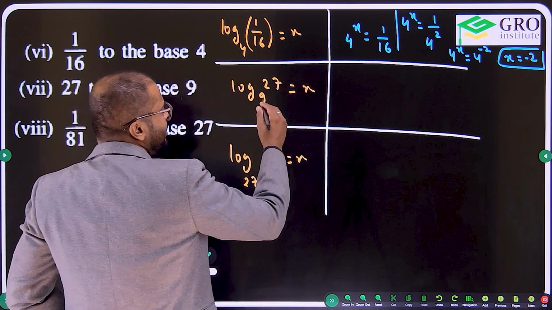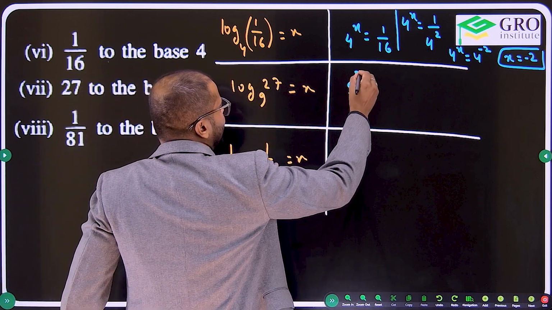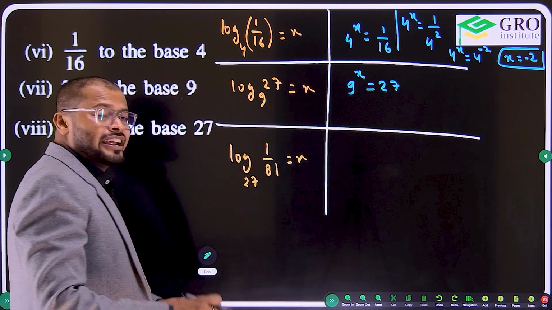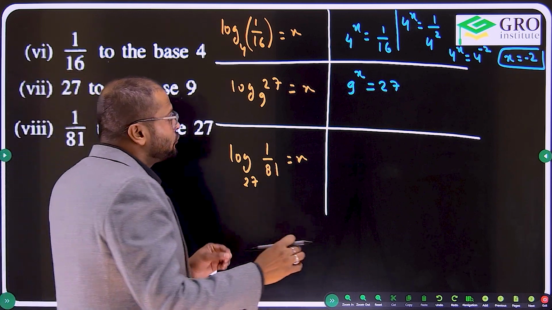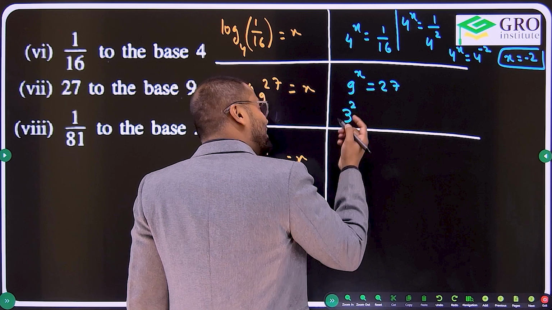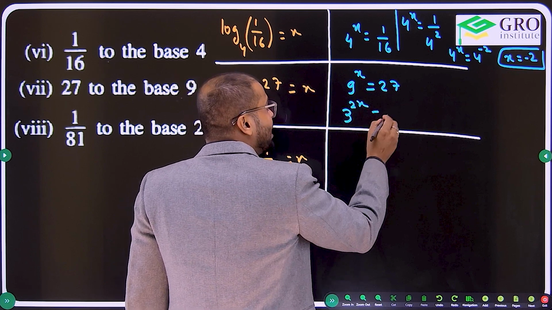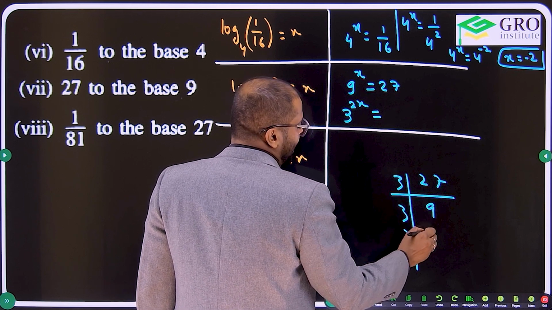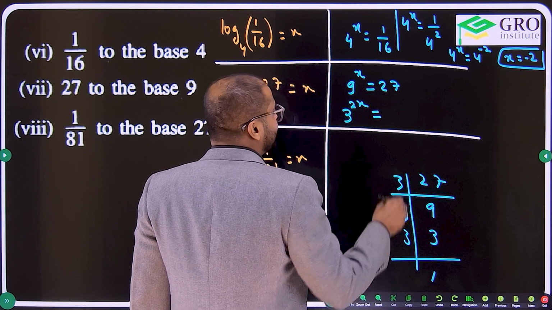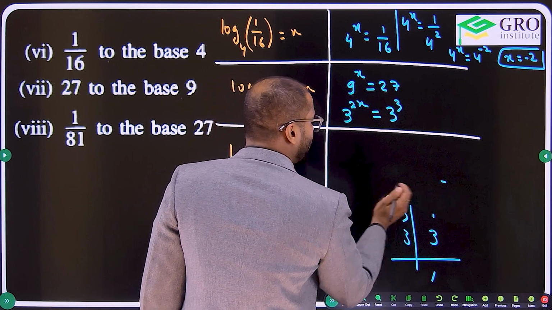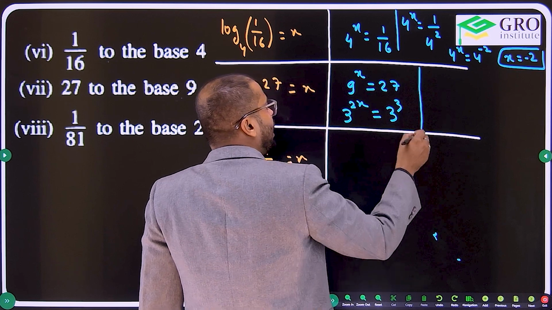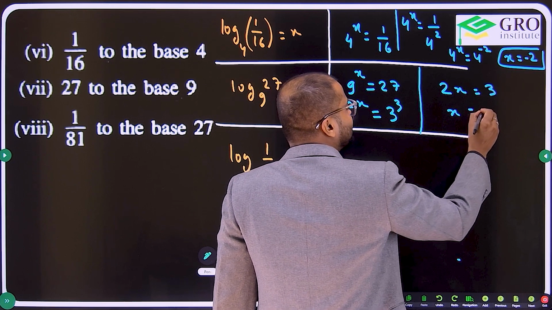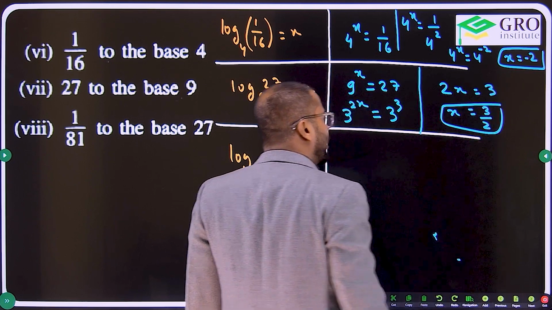The same way we have this 9. So 9 to the power x is equal to 27. We know that we have to break both the ends in its simplest form. It becomes 3 square. 3 square is 9. X is multiplied to this, and 27 when factorized it is 3, 3, 3. So 3 into 3 into 3, it means 3 cube. I hope you agree with this. And bases are same, powers are equal, and here we have x is equal to 3 by 2. So this is going to be your answer.